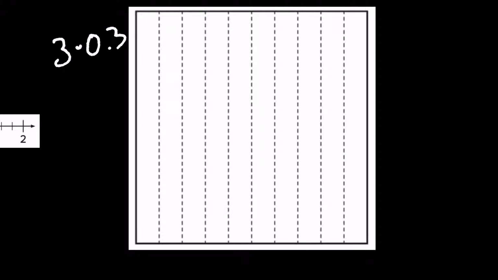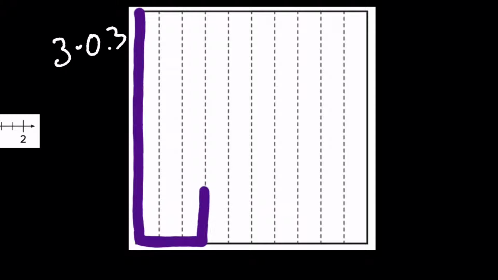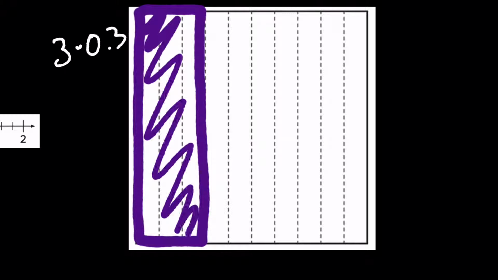So one group isn't just going to be one column. It's going to be 3 columns, because that's the size of our group, 3/10. So I'll shade that in kind of quickly. Now, that's one group of 3/10. Now we need to make a second group of 3/10.